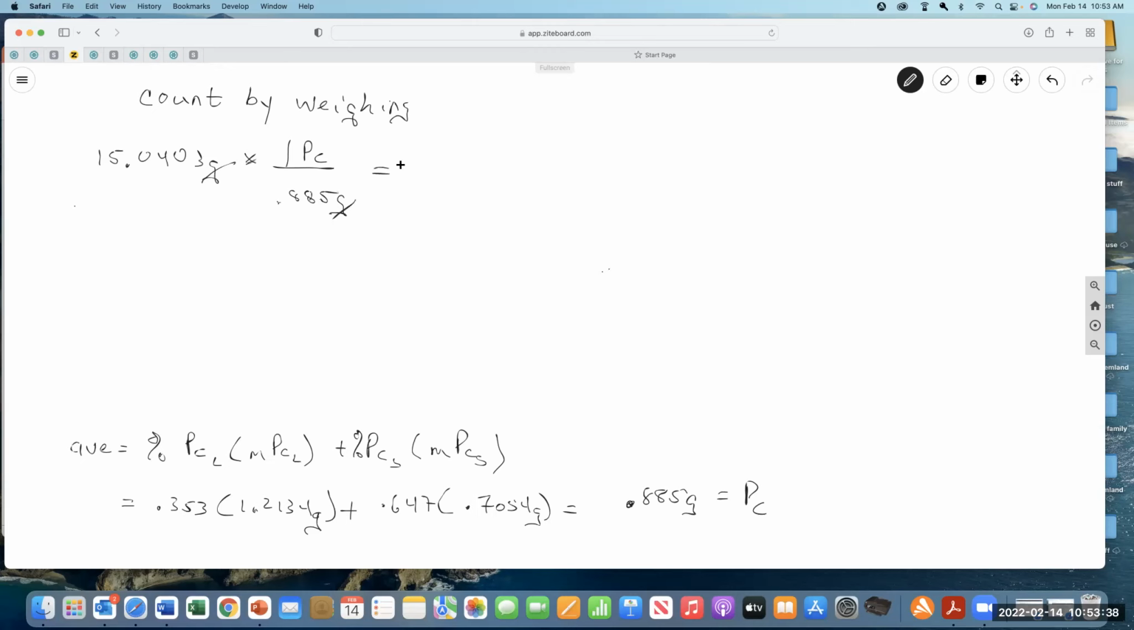And so when you do the math for that, 15.0403 divided by 0.885 comes out to be like 17 paper clips, 16.99. All right, so let's count and see how good I did. I borrowed a balance from work. They won't even know. No one's in the lab. All right, so let's count.